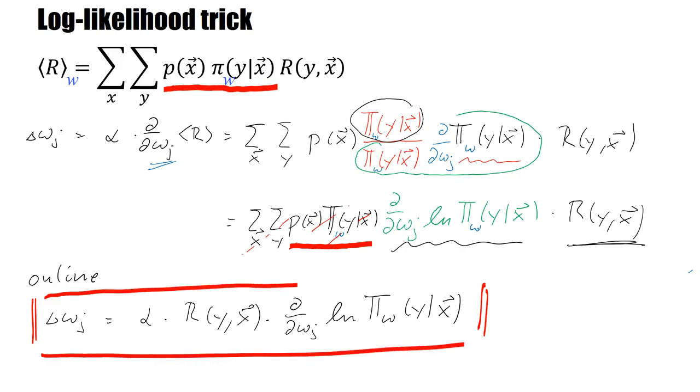What you see in this online rule, what matters is the derivative of the logarithm of the policy. I call this rewrite the log likelihood trick. It's my name. It's not standard. The method is standard. The method is used in many, many different areas of science. And so if you look up textbooks on reinforcement learning that cover policy gradient methods, what you will see is that many algorithms contain this derivative of the logarithm of the policy.